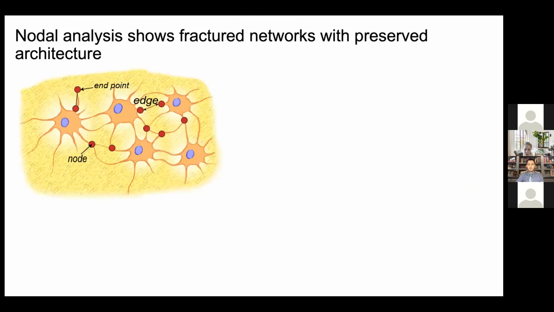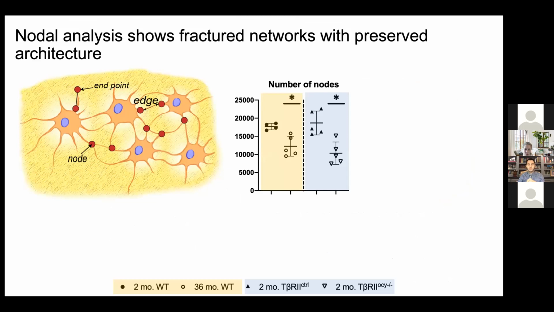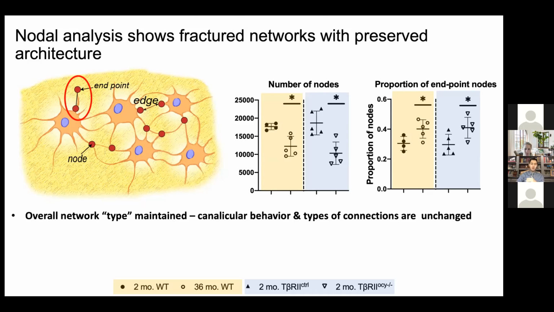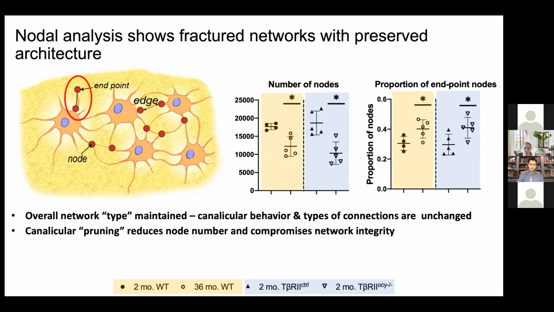When we first started this analysis, the most striking result was the number of nodes being decreased in our degenerated models, signifying that there's a loss of canalicular interaction in both the aged and the TGFBR2 models. Interestingly, both of the degenerated models showed increases to endpoint nodes, or nodes that represent terminal positions of canaliculi that represent non-functional paths within the network. However, overall, the network type and architecture was maintained, but it is primarily these canalicular behaviors and connections that are unchanged. And we call this behavior canalicular pruning, which reduces the node number and in turn compromises the integrity.